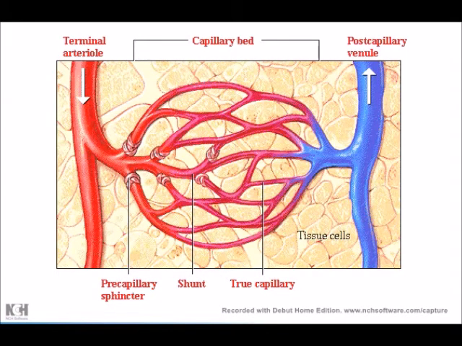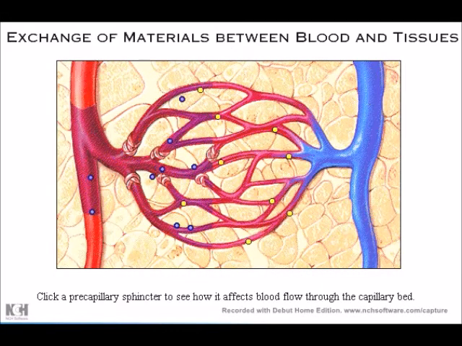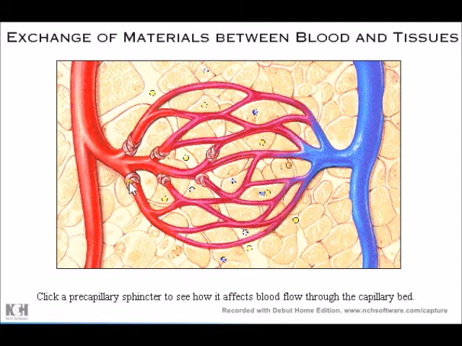Blood flow regulation occurs at the capillary beds. The terminal arteriole brings blood to the capillary bed. Click on a precapillary sphincter to see how it affects blood flow through the capillary bed.